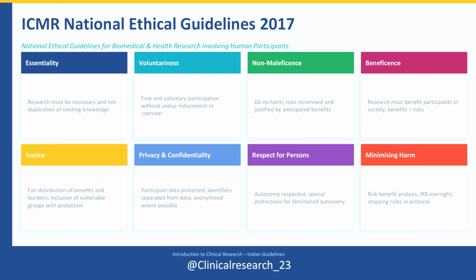Fair distribution of benefits and burdens is the principle of justice. We must include vulnerable groups and ensure they are protected while sharing the benefits equitably. Research should ultimately benefit participants or society, with benefits outweighing the risks. This is the principle of beneficence, doing good and maximizing positive outcomes. We also follow the principle of non-maleficence, which is to do no harm. Risks must be minimized and justified by the anticipated benefits to justify exposing participants. Voluntariness emphasizes that participation should always be free and voluntary, without undue influence or coercion.